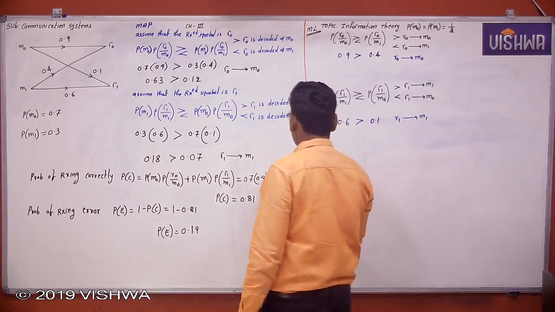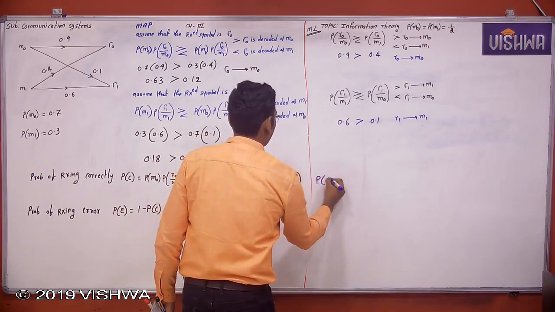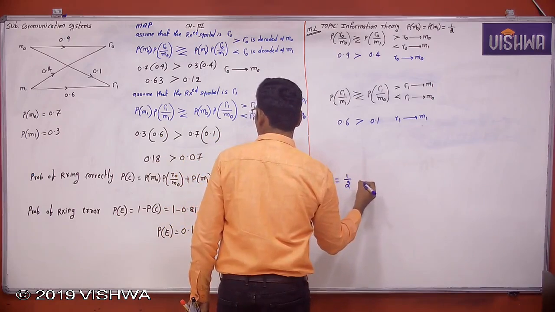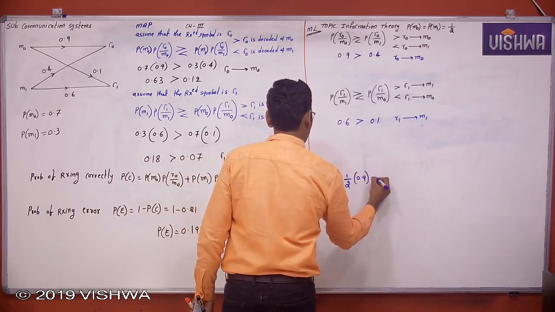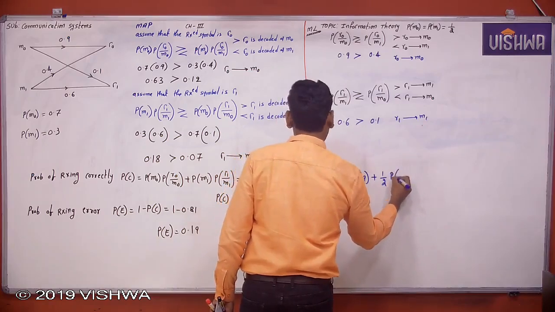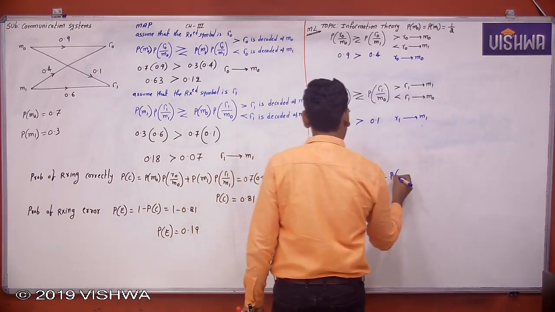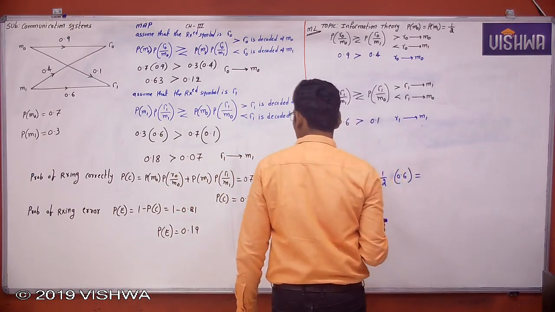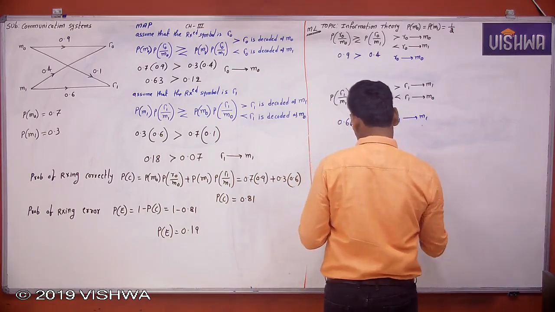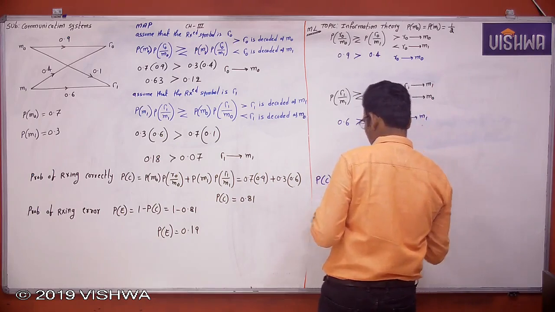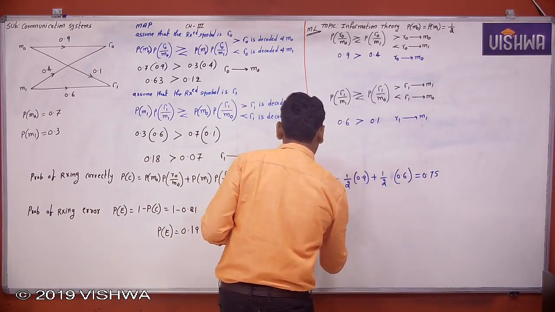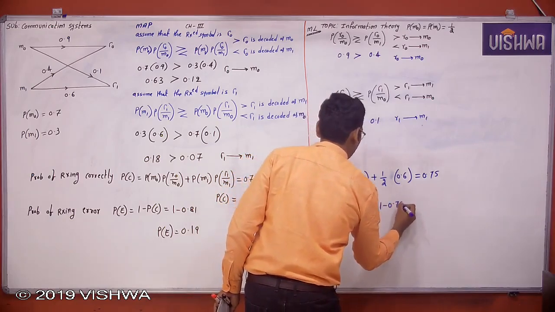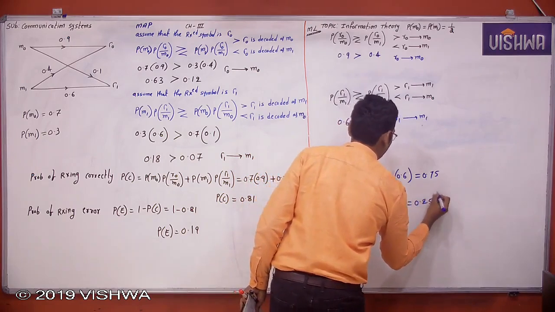So now what is the probability of receiving correctly here? The probability of receiving correctly is equal to P of M0, which is 1 by 2, into P of R0 by M0, which is 0.9, plus P of M1, which is 1 by 2, into P of R1 by M1, which is equal to 0.6. Now the probability of receiving correctly here is 0.75, and the probability of getting error is equal to 1 minus the probability of receiving correctly, 1 minus 0.75, which is equal to 0.25, 25%.